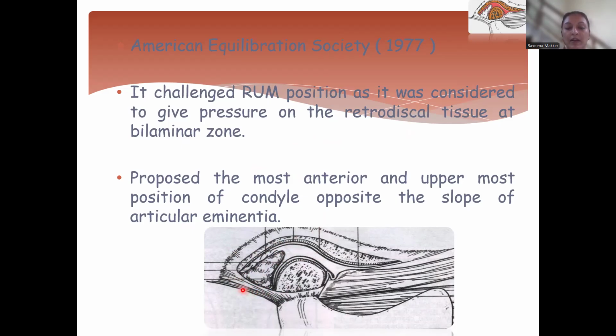So the American Equilibration Society proposed the most anterior and uppermost position of the condyle opposite the slope of the articular eminence. This is the posterior slope of the articular eminence, and the condyle was believed to be in the most anterior and uppermost position. That is the antero-superior position opposing the slope of the articular eminence.